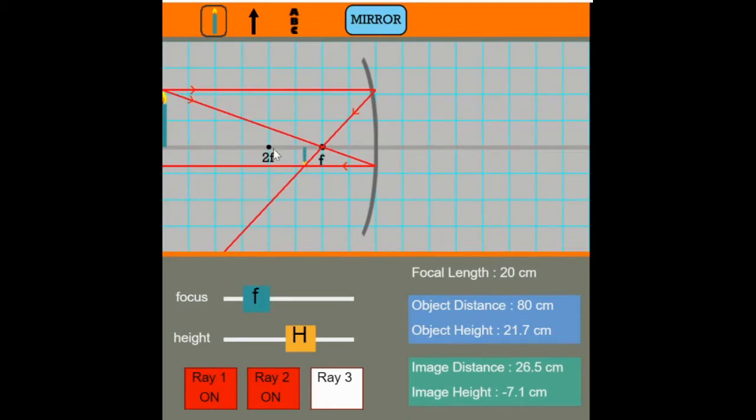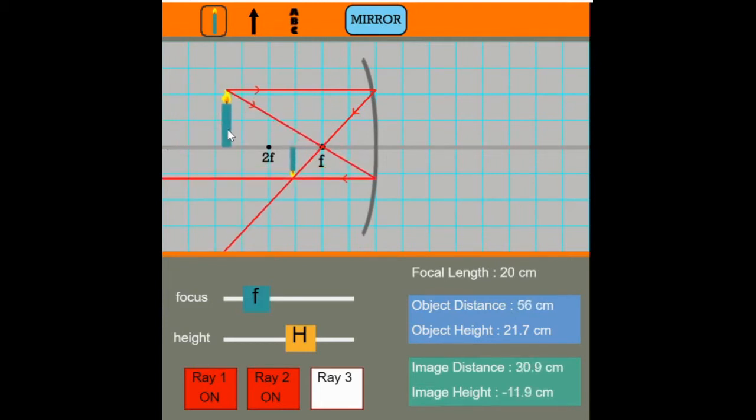When the object is placed at infinity, where do we get the image? The image is formed between C and F. And what are the characteristics of the image? Inverted, diminished. Is it clear? The characteristics of this image are inverted, diminished, as well as a real image. Clear everyone?